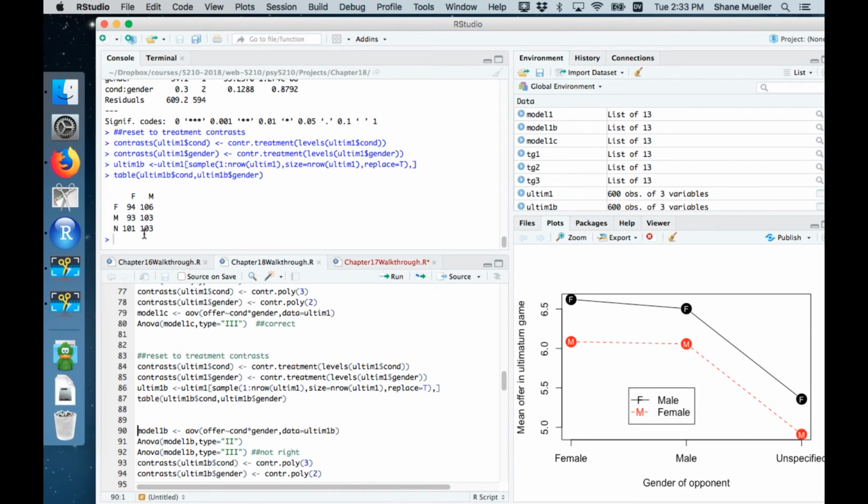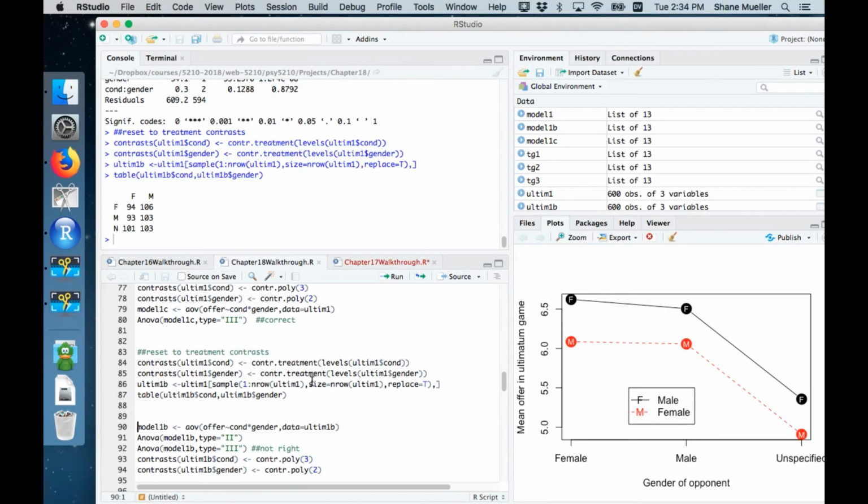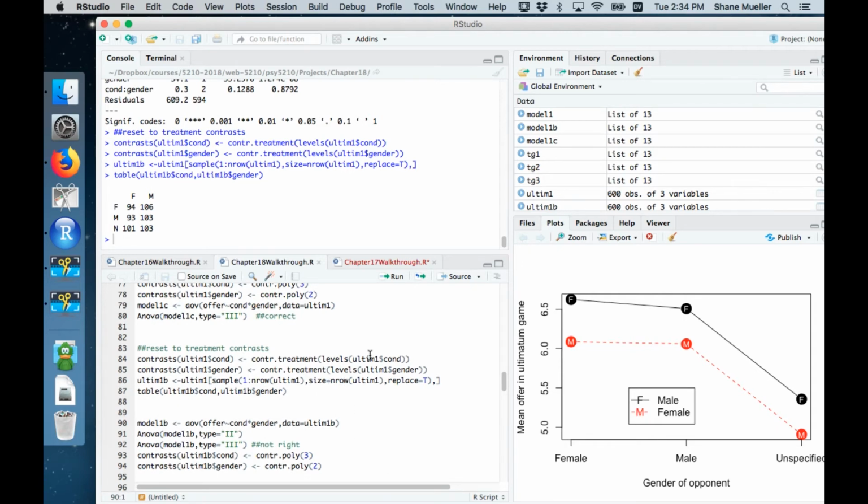You'd have different numbers in each of these cases and no way of making it the same. So even though the contrasts here are coded, the fact that we have unbalanced numbers in each cell means that we have an unbalanced design. And now some of these, it's really going to matter.